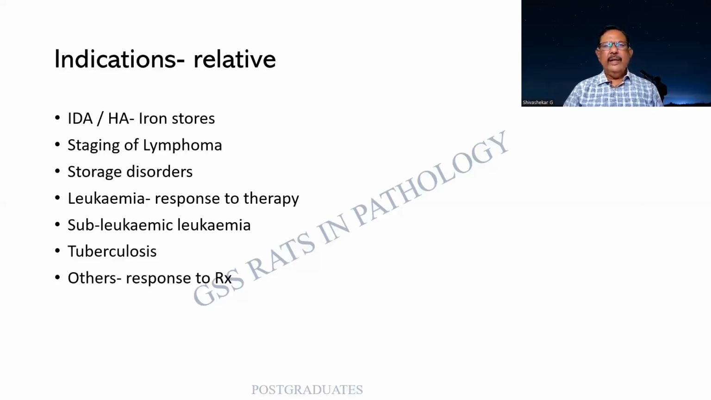Others, any response to the treatment. That is what you people see. For example, in aplastic anemia, subsequently you find that the marrow is becoming more cellular. Quite encouraging.